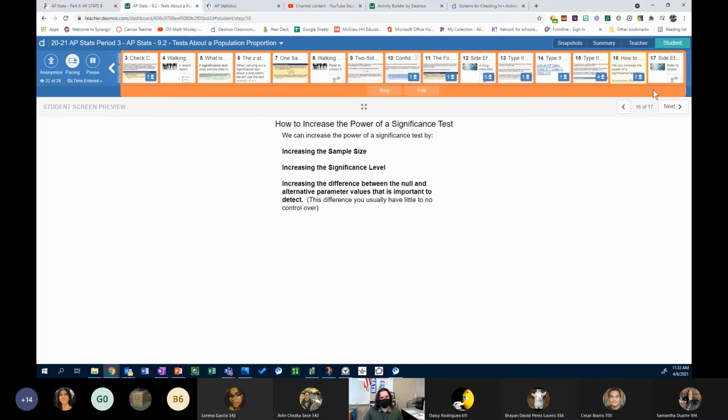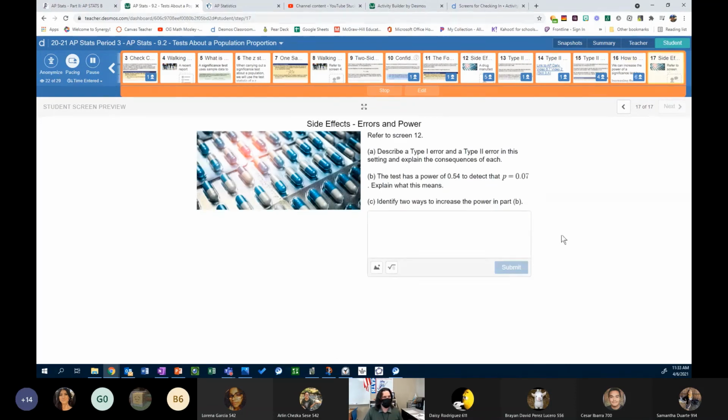All right, so then we have one question here with a few parts. This refers back to the context from screen 12 with the Alzheimer's drug. Part A, describe a type 1 error and a type 2 error in this setting and explain the consequences of each, one possible consequence of each.